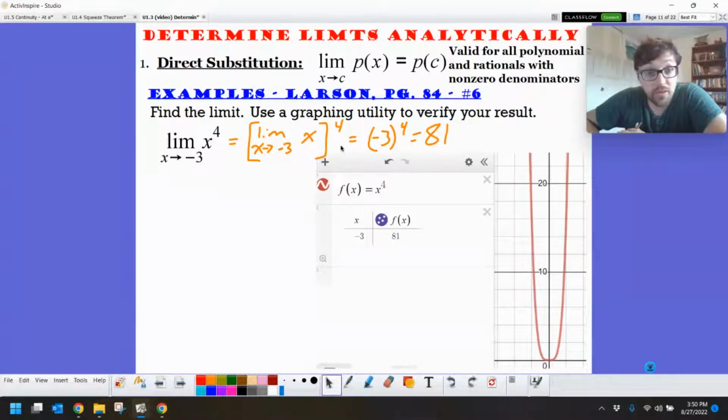Our first method of determining limits is direct substitution, where you just plug in that value into the function. You can see if I do this using properties of limits by taking out this 4, we get 81. You can also double check on this graph that as we are approaching -3, we're shooting way up towards that 81. So just plugging in our value can find our limit.